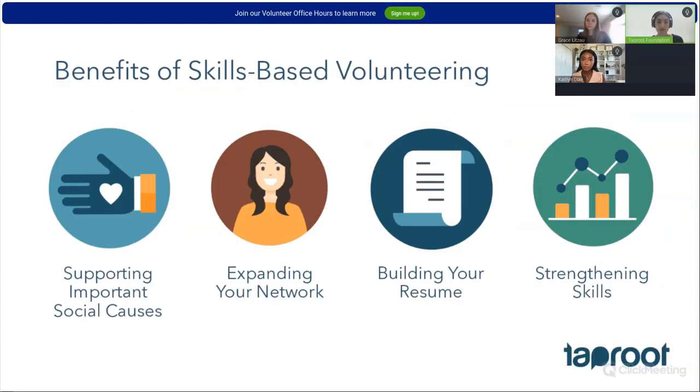And then, of course, on the volunteering side as well, benefits include supporting important social causes, expanding your network, developing your resume, and strengthening your skills, which are all subject areas that we're about to dive in deeper with my colleague, Grace Litzel, who will be in conversation with a Taproot volunteer, Caitlin Cole. So over to you, Grace.